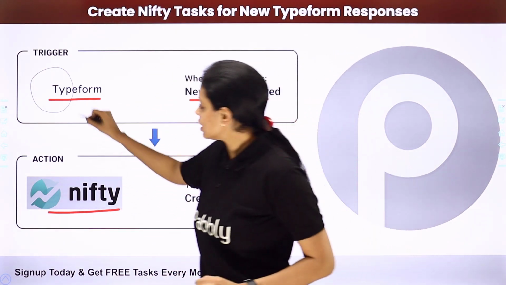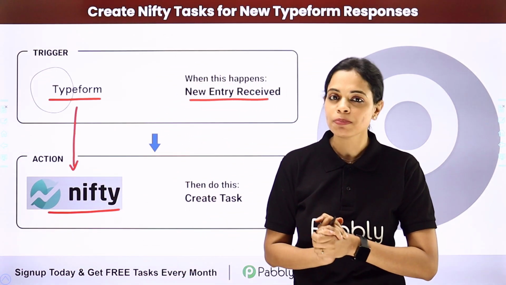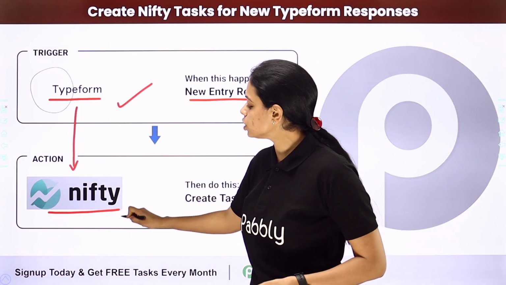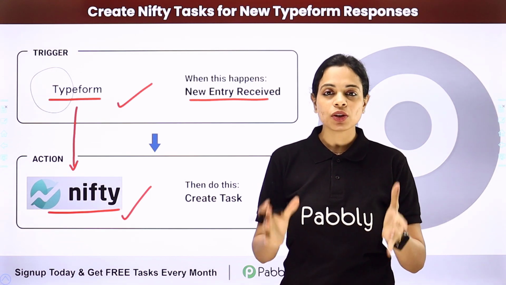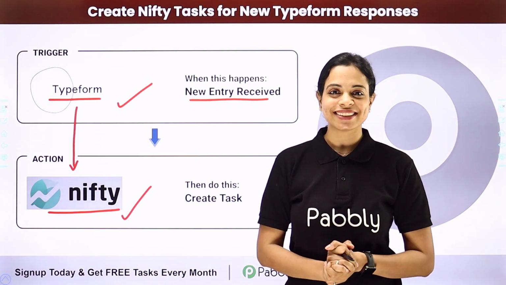For this, you will have to set up some integration between the two applications, and the same thing can be done using Pabbly Connect software. Here your trigger application would be Typeform and your action application would be Nifty. Now, how can you integrate and automate this entire process yourself? To understand that, let me take you to my screen.